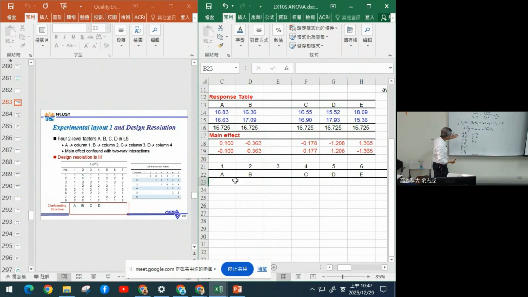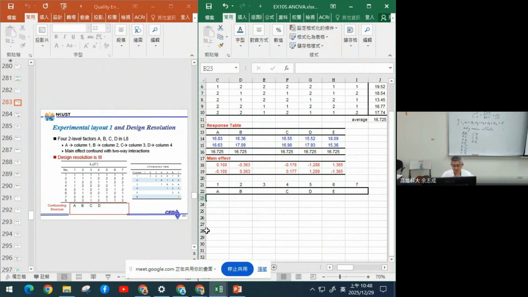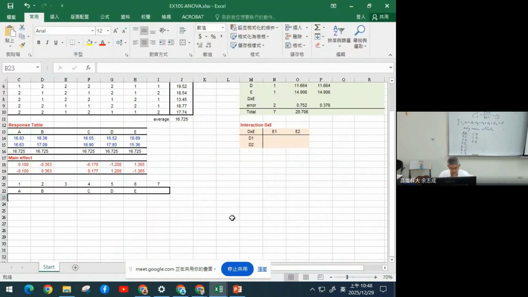But we need to find out where these interactions will be in our experimental design. This is our experimental design, right? So let's put a confounding structure here. I will check one for you. Where is AB? AB, we are putting 1 and 2. You have to look here, 1 and 2, right? Let me copy this interaction table over so we don't need to change from one table to another, right? Put it here.